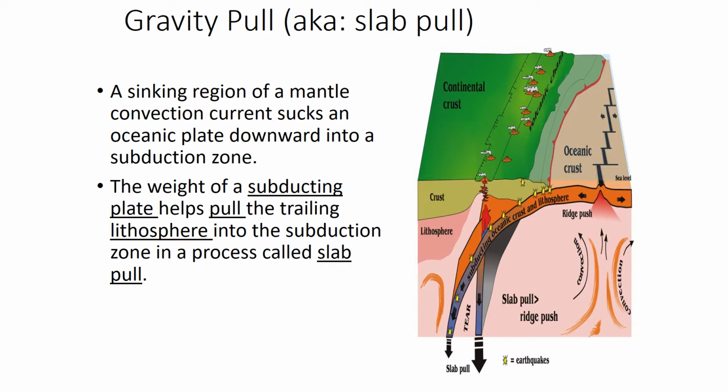Now, we have ridge push coming from the center of the ocean. We also have gravity pull. We've learned a lot about gravity so far this year. We know that gravity pulls towards the center of the Earth. So we have the weight of the subducting plate, the plate that's being pushed under, helps pull the trailing lithosphere. So it helps pull the next piece down through its weight. If we look at the image, this part where we have the arrows going down, the slab pull is the sheer weight of the subducting plate keeps pulling the rest of it behind it. This is like dragging a piece of string or a piece of paper down. You pull just one edge and the rest keeps coming with it.